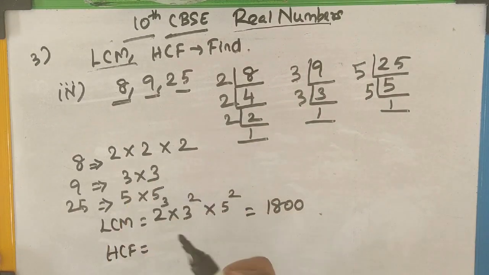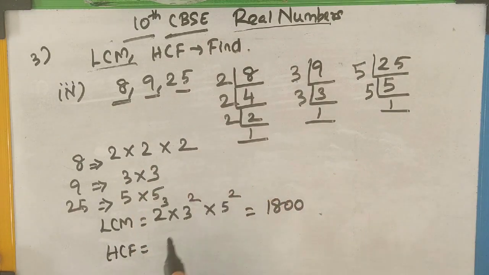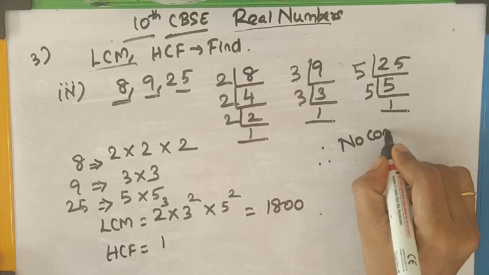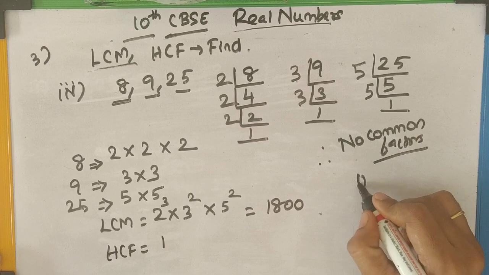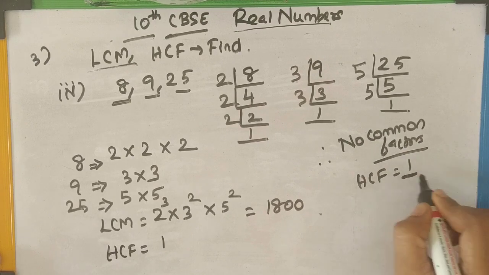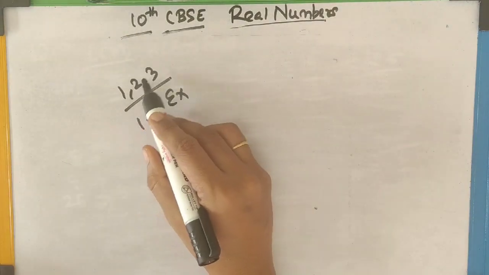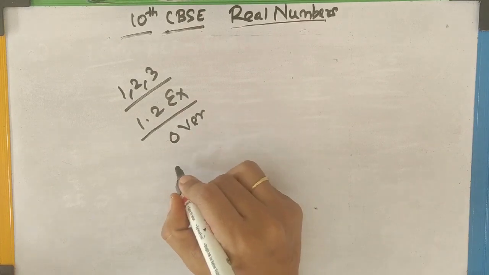But HCF is, there is no common factor in it. As I have already said, if there is no common factor, the HCF must be 1. Do you remember that? So HCF is 1 in this case. You should remember that if there is no common factor between the factors of numbers, then HCF must be 1. With this, exercise 1.2, the first 3 questions is over.